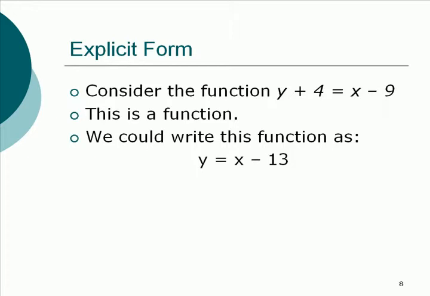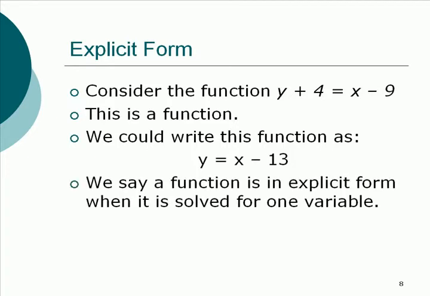You can do the algebra in your head there, all right? Subtract 4 from both sides. Y equals x minus 13. That is certainly a function. Now, a little bit of terminology here. We say that y equals x minus 13 is solved explicitly. We say that a function's in explicit form if it's solved for one of the variables. So y equals x minus 13, that is explicit.